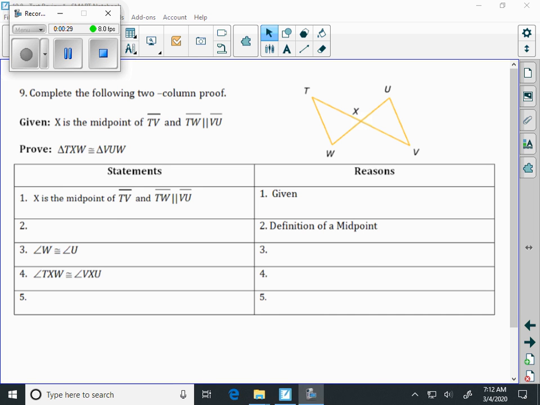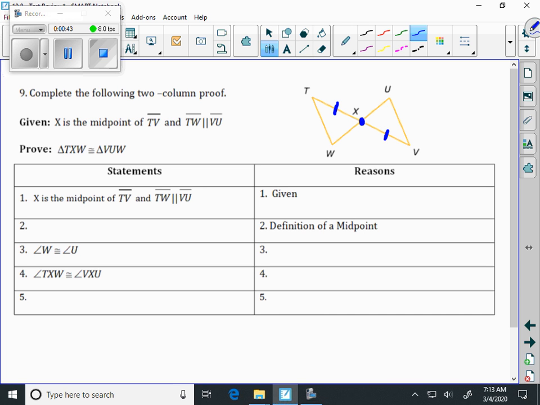So why don't we start there? It says again that X is the midpoint of TV. So consequently, what that means for us is that this length and this length are congruent because of the definition of midpoint. So we can say TX is congruent to VX by definition of midpoint. Nice that we've got a couple statements now that we can use to help us complete this proof.